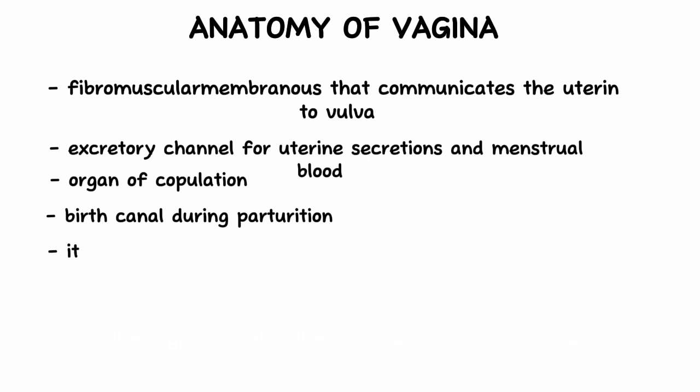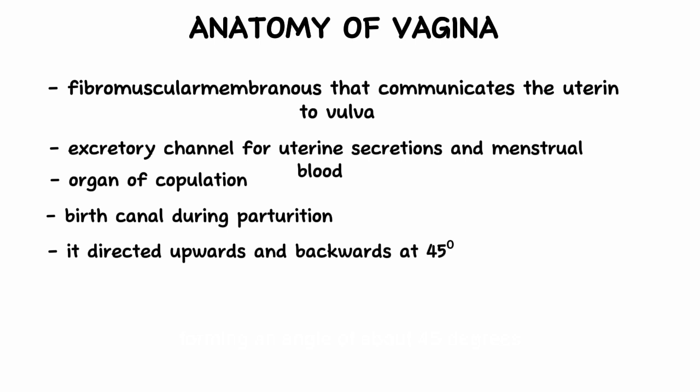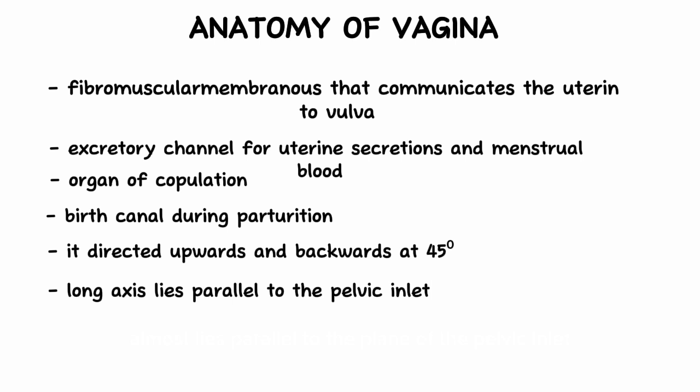Anatomically, the vaginal canal is directed upwards and backwards, forming an angle of about 45 degrees with the horizontal in an erect posture. The long axis of the vagina almost lies parallel to the plane of the pelvic inlet and is at right angles to the axis of the uterus.